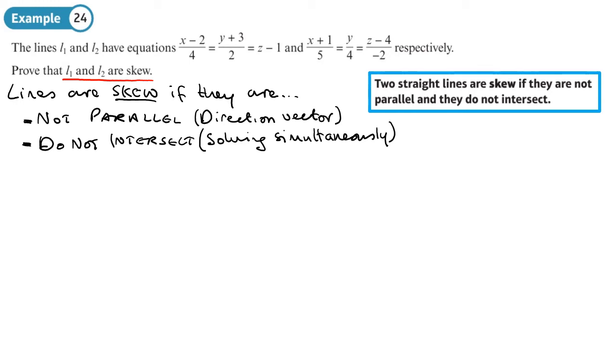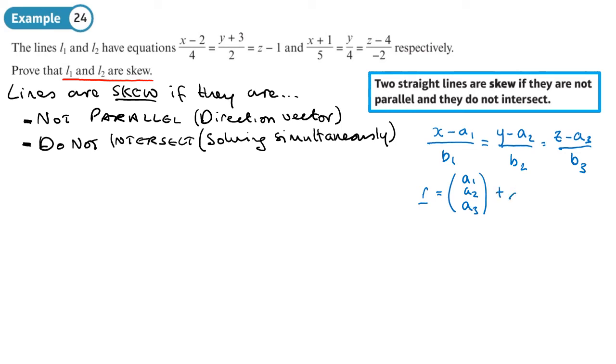Right, so it's going to require us to remember a bit of information, and that's this, that if the equation of a line is written in Cartesian form like this, x minus a1 over b1 equals y minus a2 over b2 equals z minus a3 over b3. Now that's b2, not b squared. Then in scalar or vector form, it's r equals a1, a2, a3 plus lambda b1, b2, b3. So you'll need to remember that. I'm not sure if that's in the formula book or not.